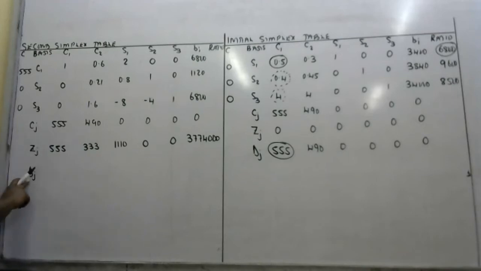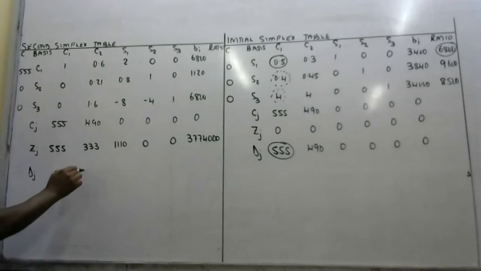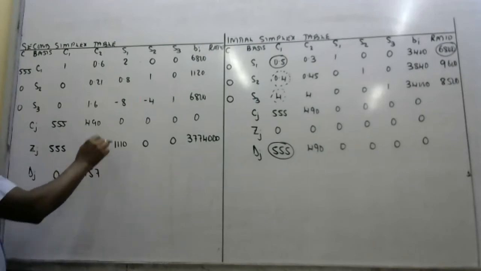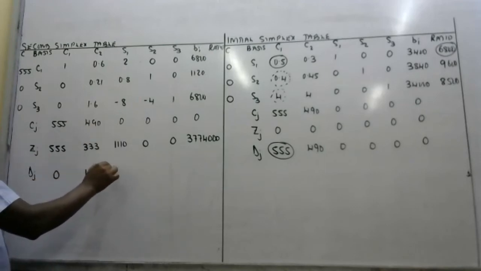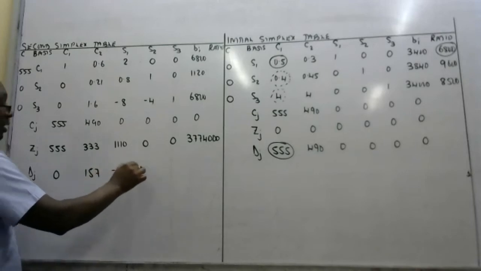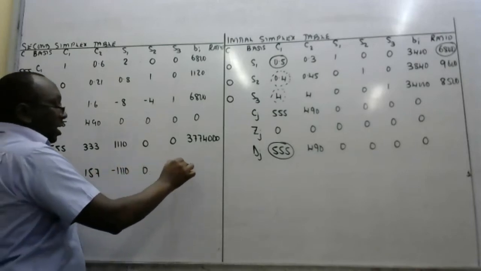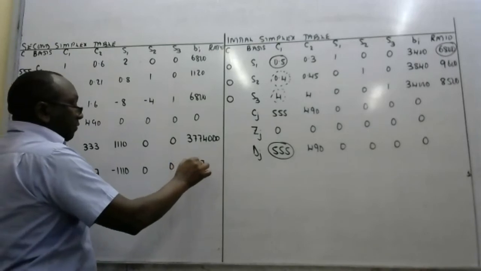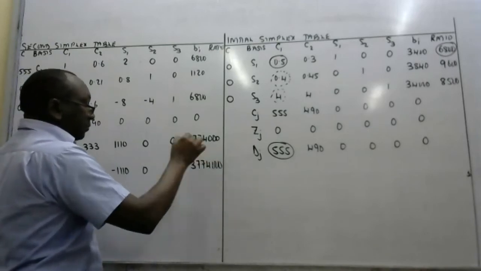DJ, we have said it is CJ minus ZJ. So 555 minus 555 is what? 0. 490 minus 343 is what? 157. 0 minus 11 is minus 11, 10. This is 0, this is 0, and this is minus 3,774,000.